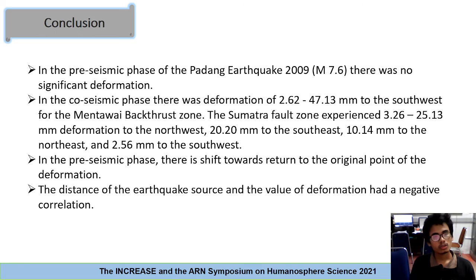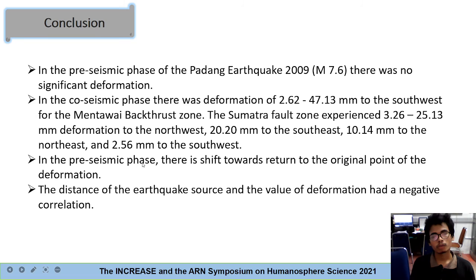From these results, we can conclude that in the pre-seismic phase of the Padang earthquake 2009, there was no significant deformation. In the co-seismic phase, there was deformation of 2.62 to 47.13 mm to the southwest for the Mentawai vector zone. The Sumatra fault zone experienced 3.26 to 25.13 mm deformation to the northwest, 20.20 mm to the southeast, 10.14 mm to the northeast, and 2.56 mm to the southeast.